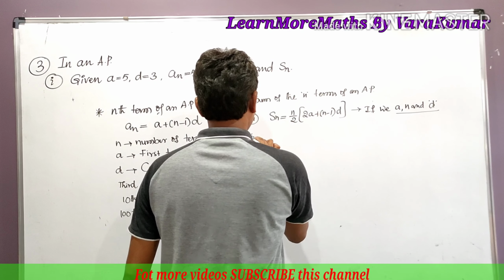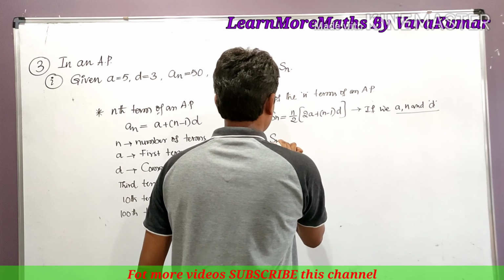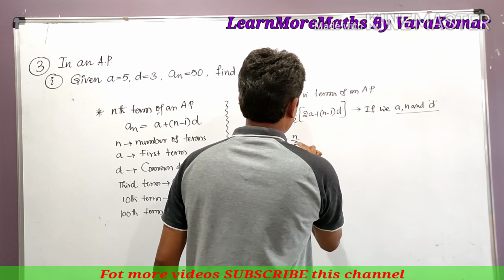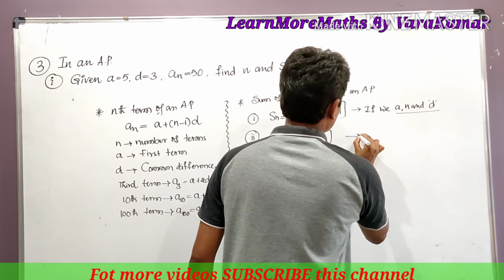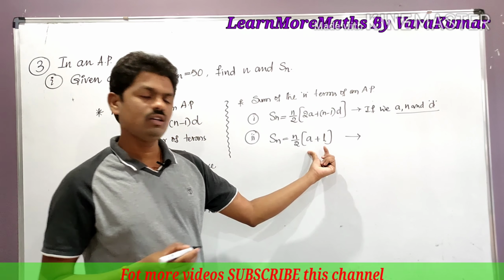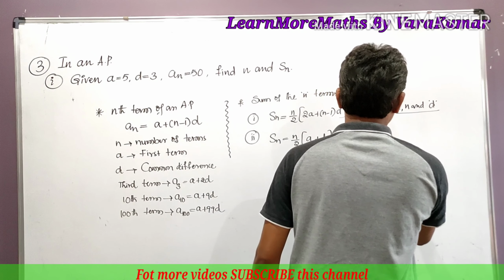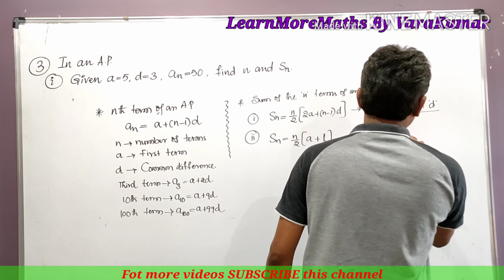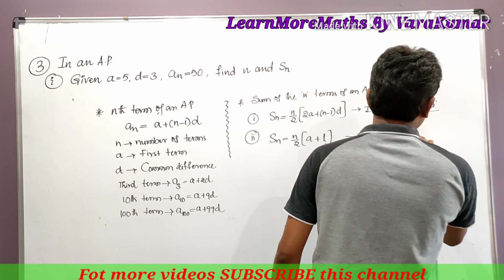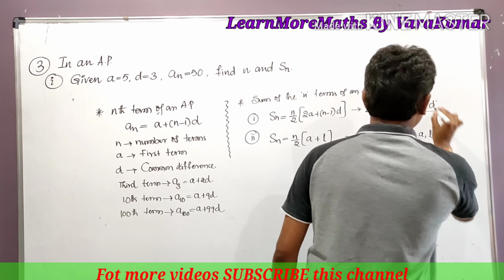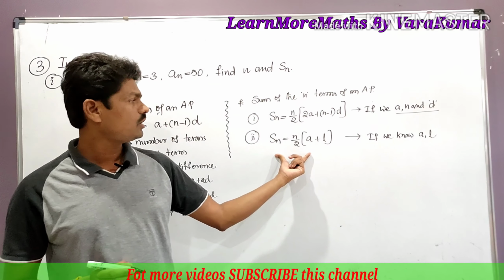Second one, we have Sn is equal to n by 2 into a plus l. If we know a and l values, we have to use this formula. That you have to remember, student.